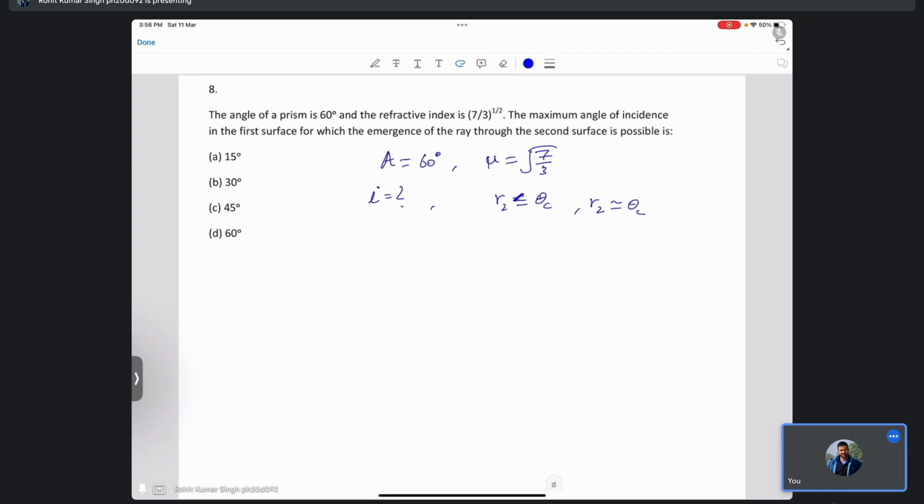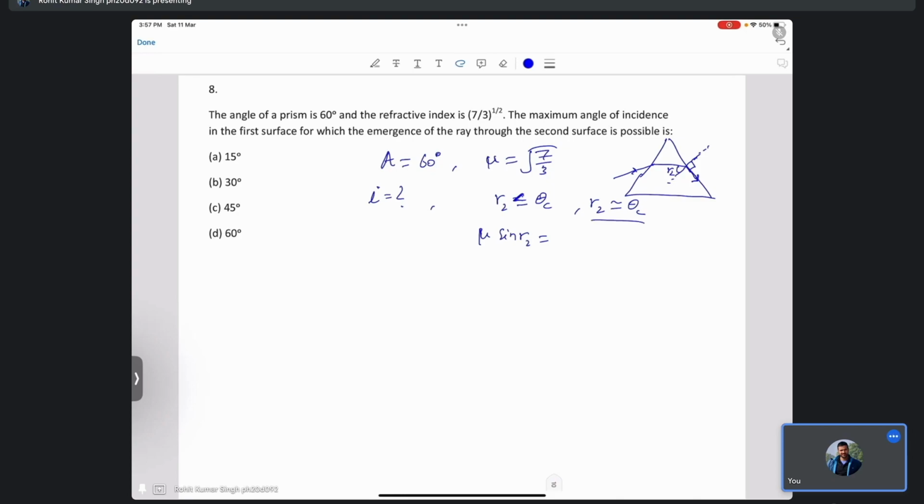And then we can apply Snell's law on the second refractive surface. So you know that mu of prism is given, so mu sine R2 equals, so this is the image. So you have an incident beam, it's going like this, this is your R2, and this is the emergence, which is angle of emergence is 90 degree, okay. If this angle is greater than R2, then the light will get totally internally reflected.